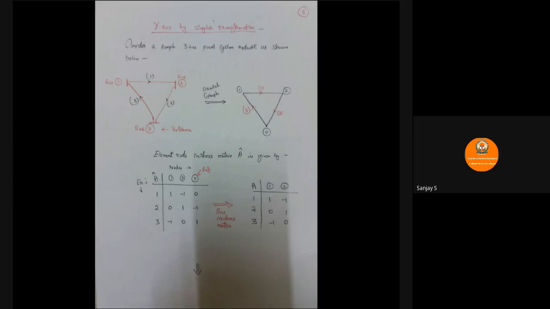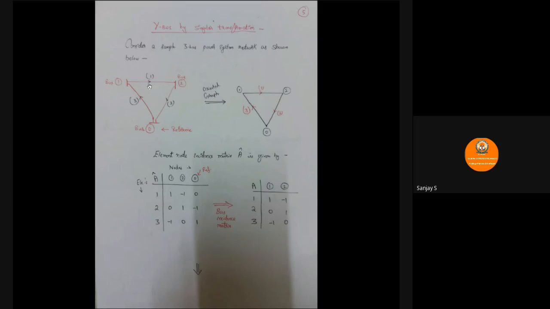So here, let us consider a sample 3-bus power system network shown below. Bus 1, we have bus 2, and we have bus 0, which is the reference bus. And we have taken the direction of current flow and numbering for the transmission elements. This is element number 1. Current is said to flow from 1 to 2.